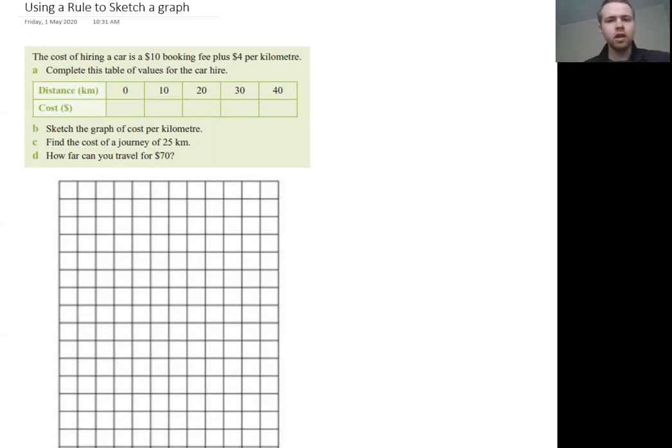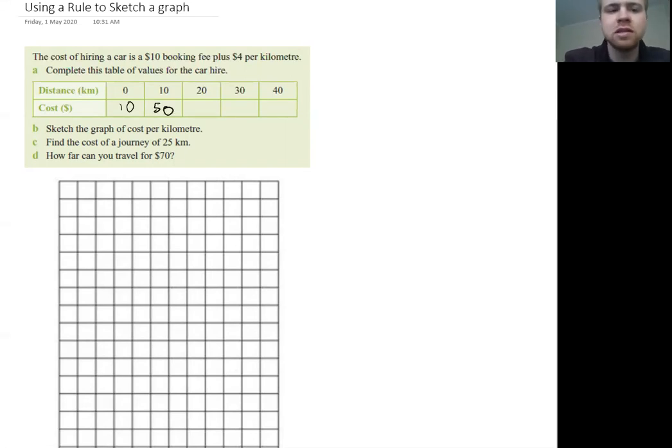So we are hiring a car. We have a $10 booking fee plus $4 per kilometer we travel. So at 0 kilometers, even though we haven't gone anywhere, we still have to pay that $10 booking fee. And the rule is it's going to be 4 times the distance, because it's $4 per kilometer, 4 times the distance plus 10, which is the booking fee. So 4 times 10 plus 10 is 50.